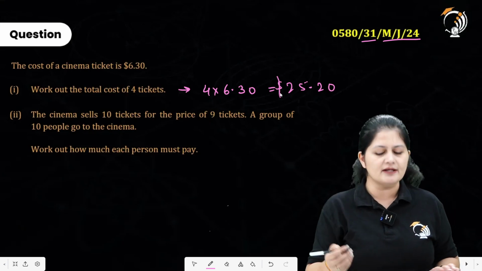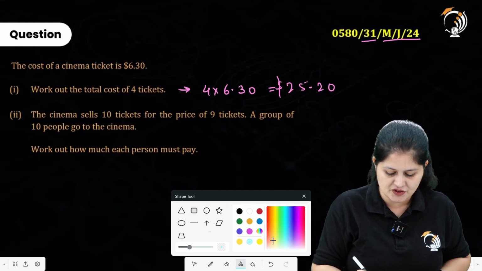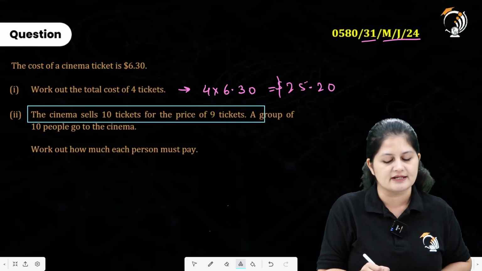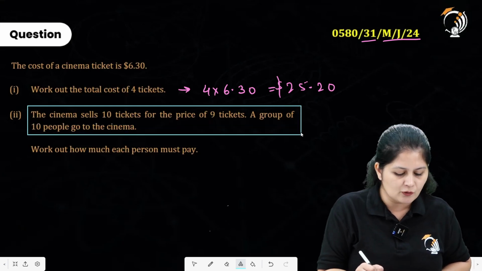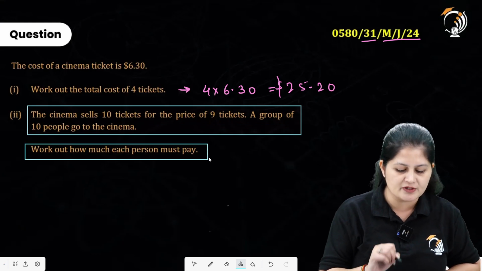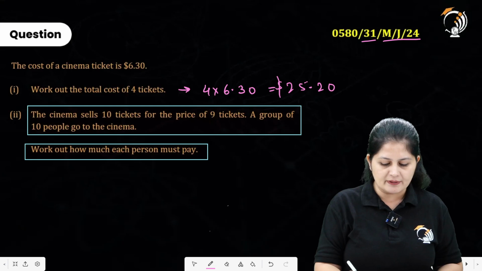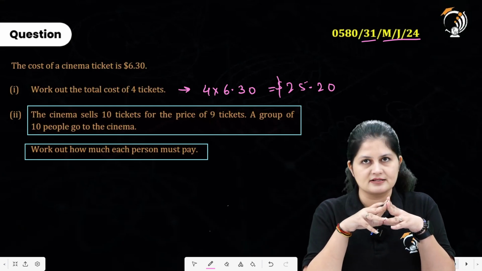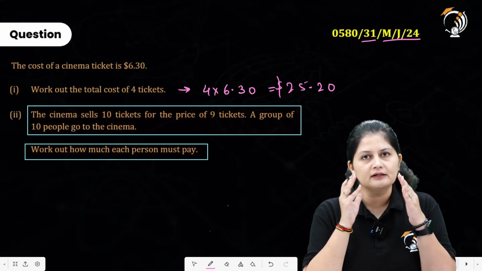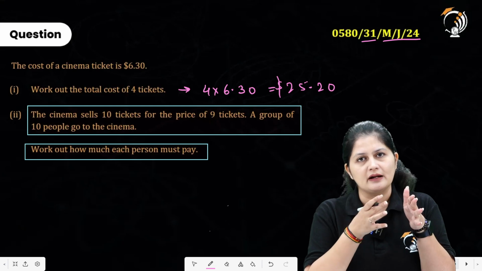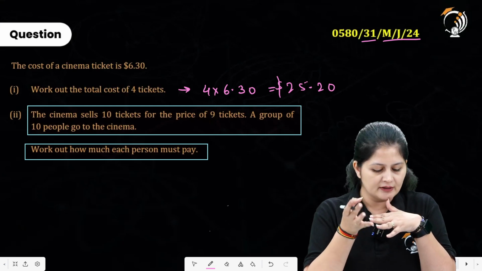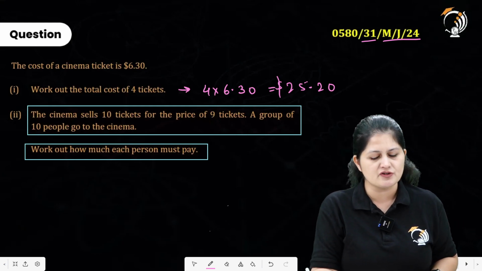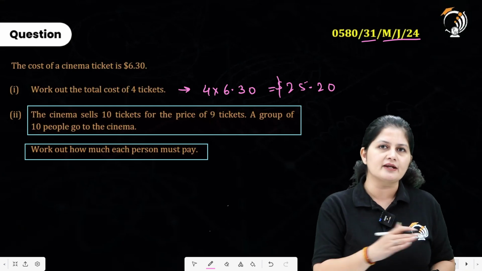Now reading the second subpart of the question, which says the cinema sells 10 tickets for the price of 9 tickets. A group of 10 people go to the cinema, work out how much each person will pay. So firstly, what is happening is that the cinema sells 10 tickets for the price of 9 tickets. They are paying only for 9 tickets, but the tickets are provided to 10 people.